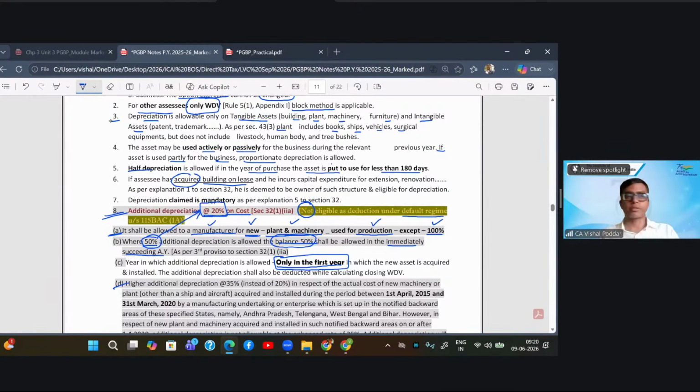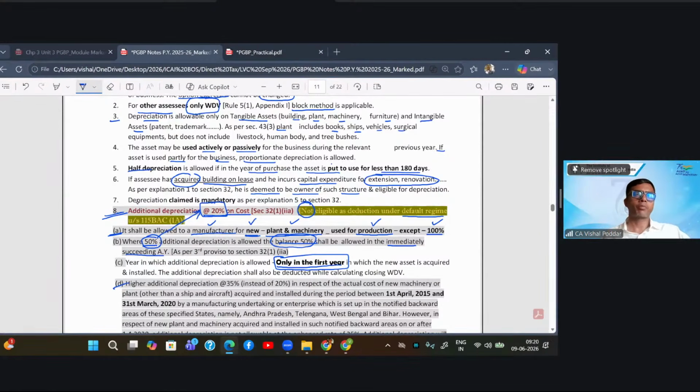Next, if you have taken the building on lease, it means you have not purchased or constructed it yourself, you have taken it on lease. In that particular case, whatever capital expenditure you incur on the extension of the building will be deemed to be your cost, and you are deemed to be the owner of that structure. So let us say the building is of 4 floors, you have constructed the 5th and 6th. Now the 4-floor building is on lease, so that is not your cost. But the 5th and 6th, which you have incurred out of your pocket, will be treated as your cost of acquisition. That is, you will be deemed to be the owner.